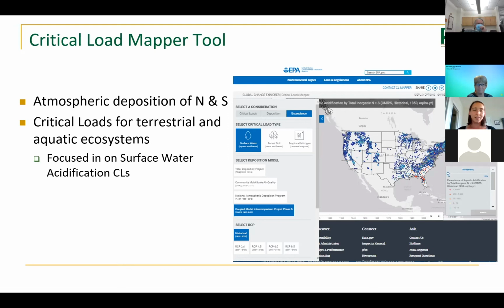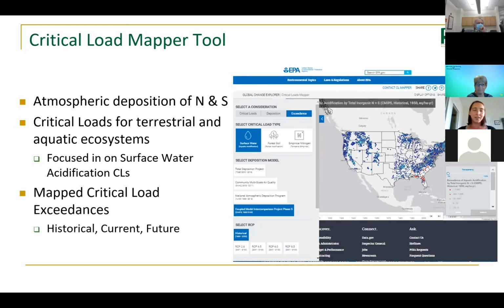And so wanting to leverage that as we try to open this door, or open this window, to hopefully a bigger conversation going forward. And then using the deposition along with the critical load to look at the mapped critical load exceedances, to look at the trends that have gotten us here historically, our current condition on the landscape, as well as how we might be able to use that to project into the future.